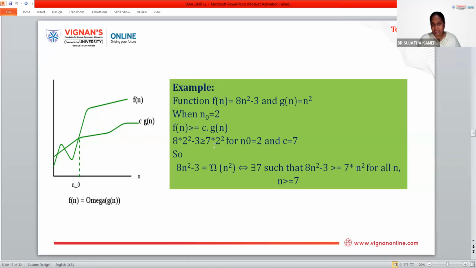If you take 6, the n naught value will change. If you take 5, the n naught value will change. Here I have taken 7. For this 7, the n naught value becomes 2. Right? From 2 onwards, for all values of n, this inequality holds. So that's why we can say that the function n square becomes the lower bound for the function 8n square minus 3. Right.